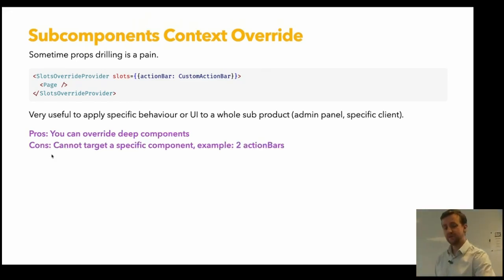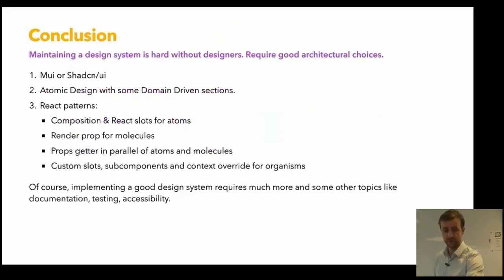However, of course, it's always pros and cons. It's going to be very hard to target a specific component. For example, in this situation, you override all the action bars, I guess, not just one. So it means you cannot do crazy magic either. You are still a bit blocked. If you have two action bars, they will both be overridden.